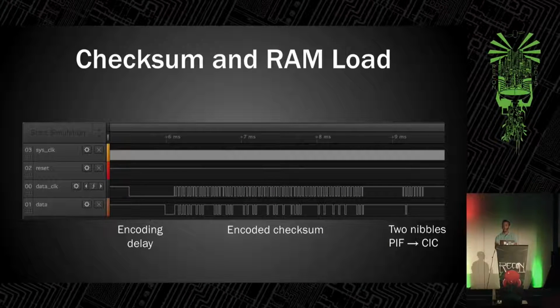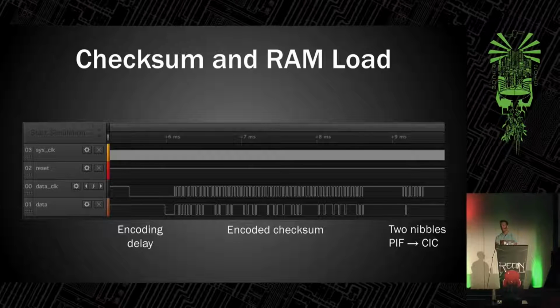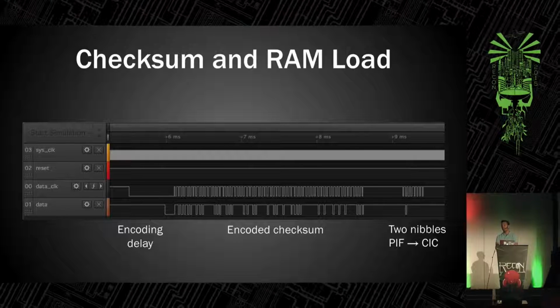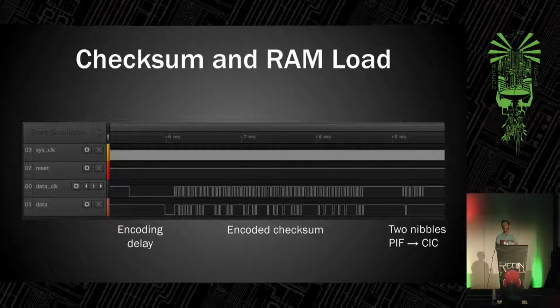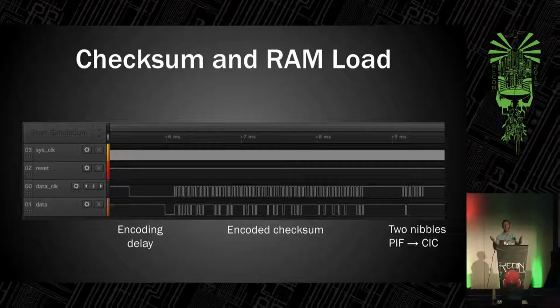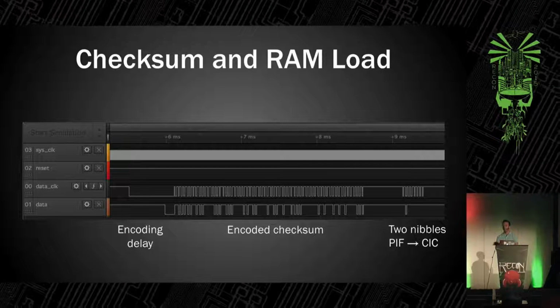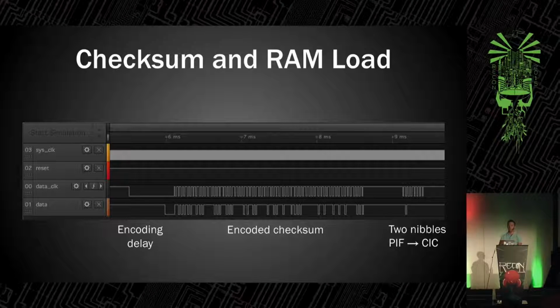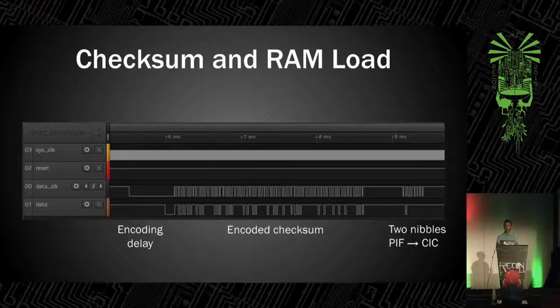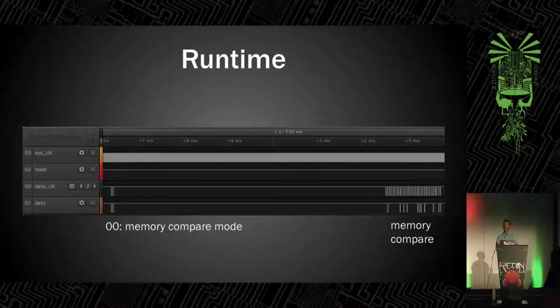A little zoom in on the checksum here. You can see that it's a bit longer than the seed. And finally, at the very end, you see the 2 nibbles sent from the PIF to the CIC. So this is the first time that the PIF actually talks to the CIC and sends any meaningful amount of data. After the PIF sends those 2 nibbles to the CIC, they enter the main runtime mode.